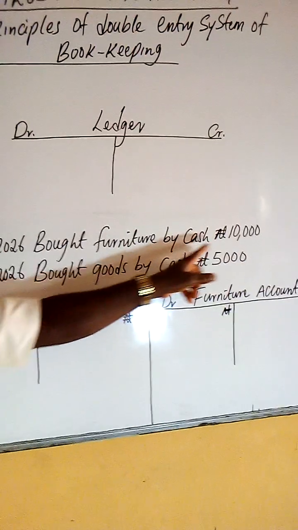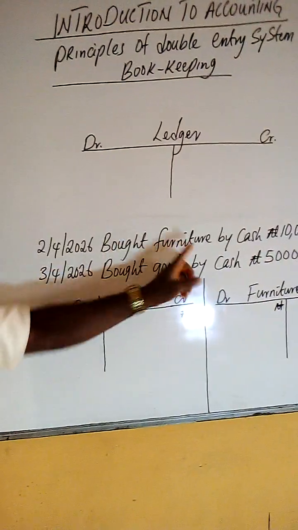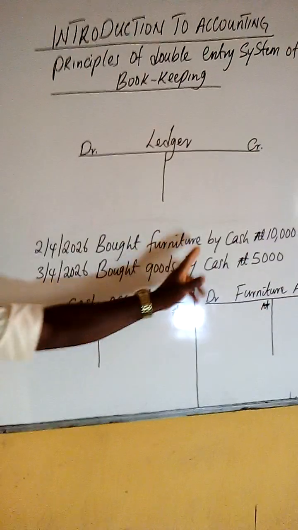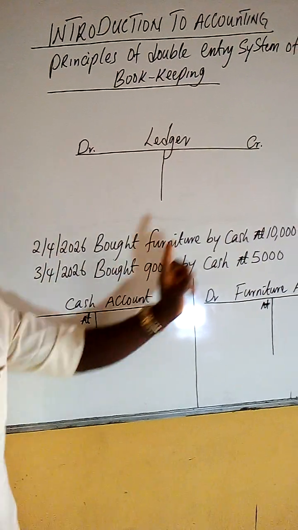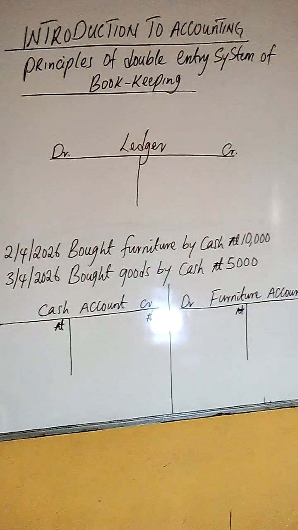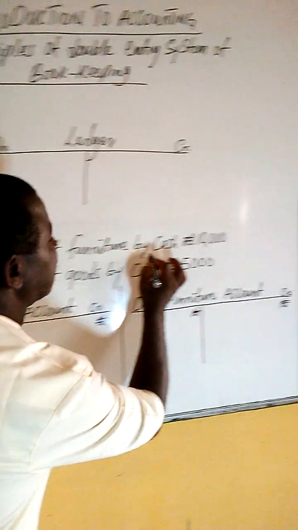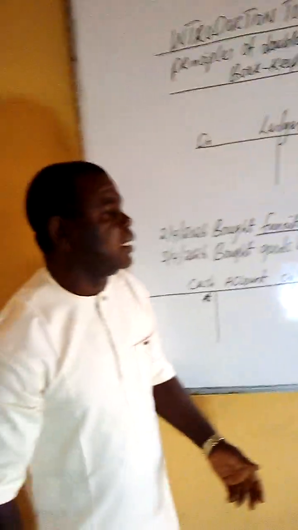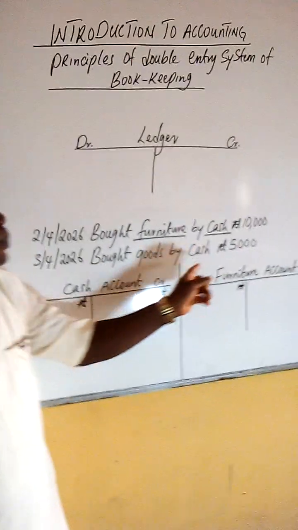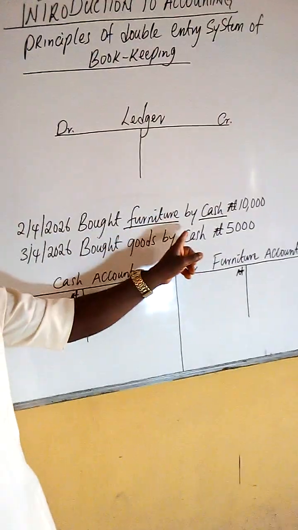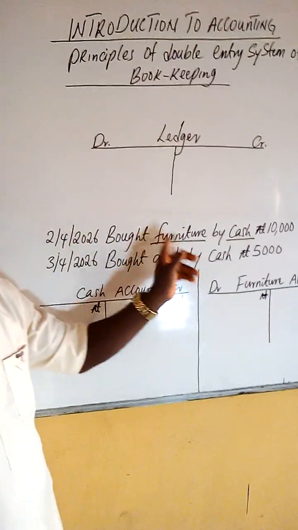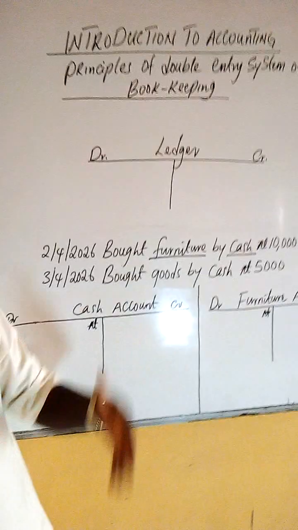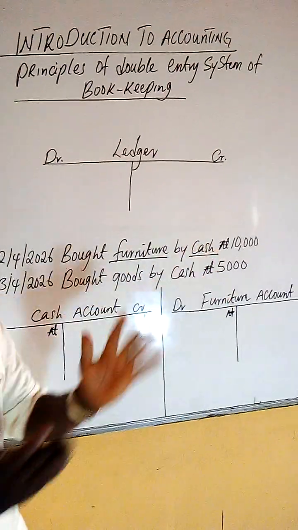Bought furniture by cash 10,000. In this transaction, there are two accounts: the account that gives and the account that receives. Here we look at cash as the account that gives, while furniture is the account that receives. How do you understand this? If a business or an individual wants to purchase furniture by cash, it means the business is going to give out cash.